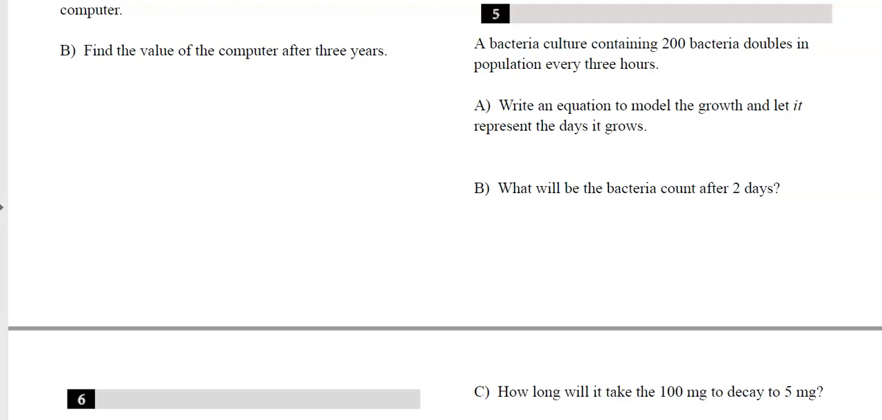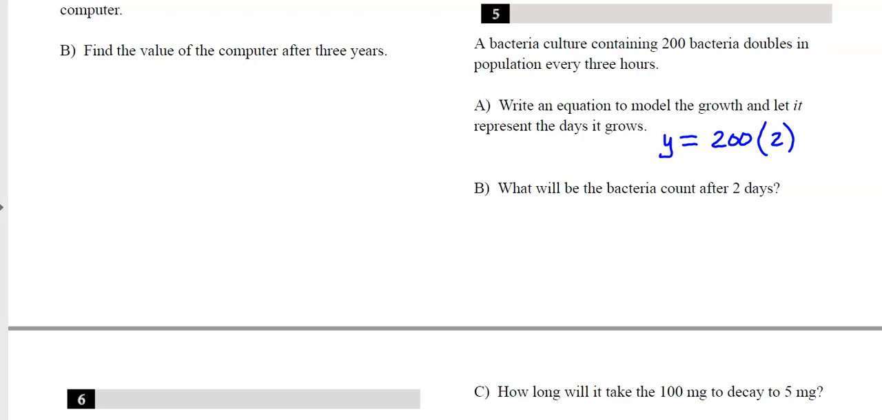Bacteria culture containing 200 bacteria doubles every 3 hours. So you have this bacteria in a petri dish. It's doubling every 3 hours. So I can write an exponential equation for that. I got y equals, I'm starting at 200. I'm doubling, so we can just put a 2 there, every 3 hours.